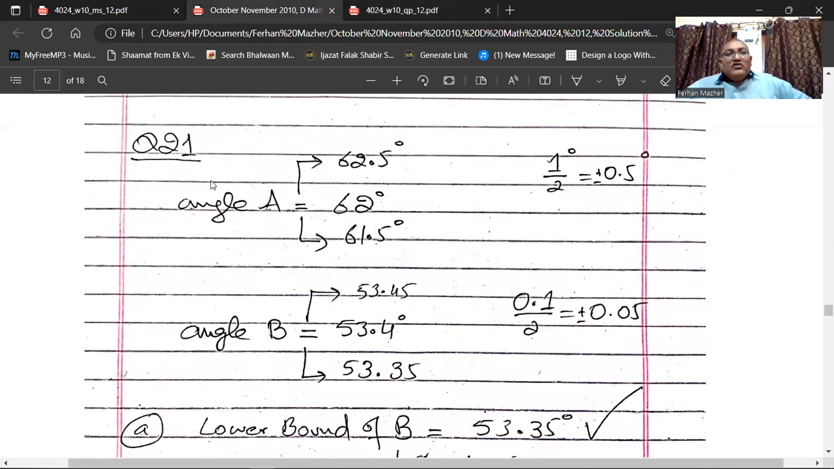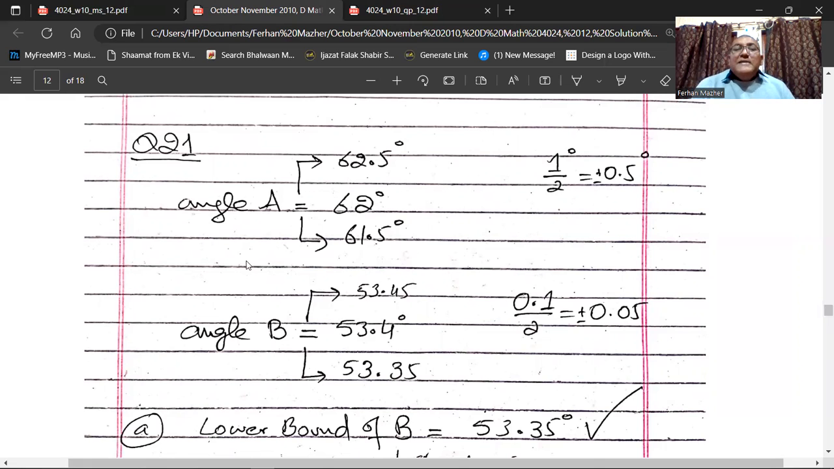Angle A is correct to 1 degree. So divide 1 by 2, you get 0.5. Add 0.5 to it and subtract 0.5 from it, and you will get the upper and lower bound of the angle A. So you get 62.5 and 61.5. Then we have the angle B.